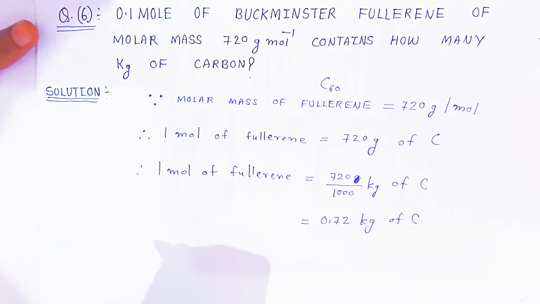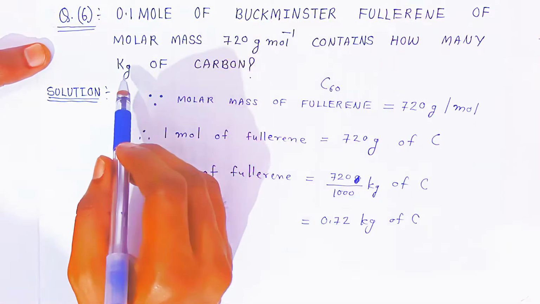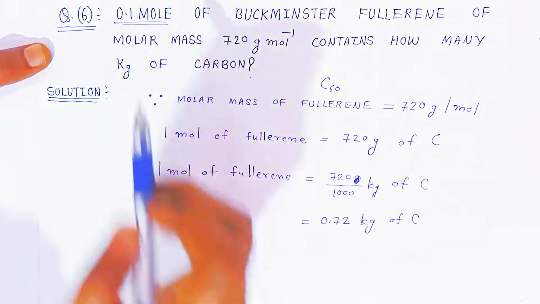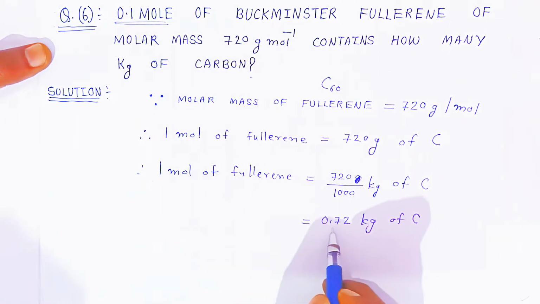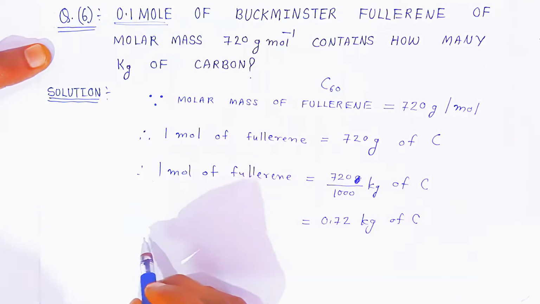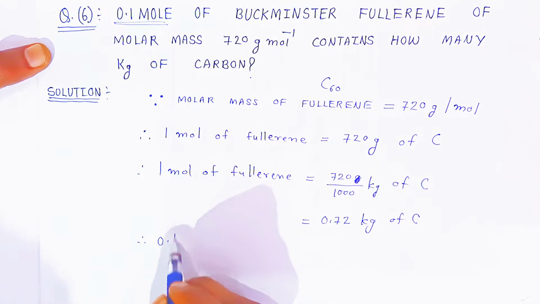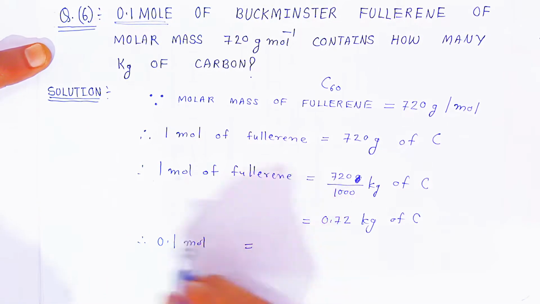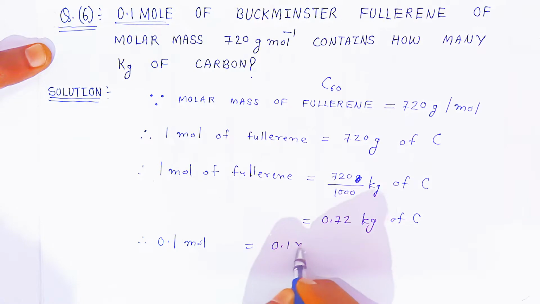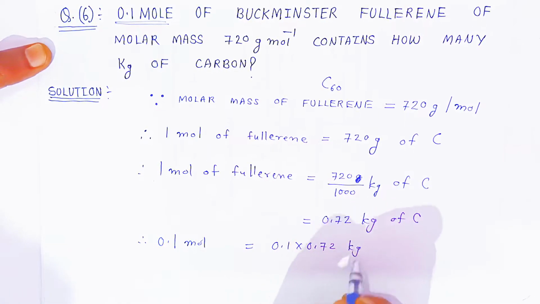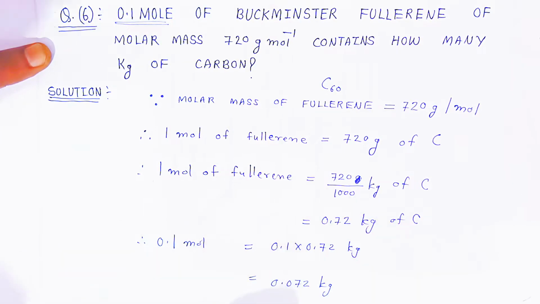Now, because they are asking how many kilogram of carbon in 0.1 mole, this is for 1 mole: fullerene corresponds to 0.72 kilogram of carbon. Then what about 0.1 mole, it corresponds to how much? So you have to multiply 0.1 mole multiplied by 0.72 kilogram, that is equal to 0.072 kilogram. Understanding, students? So this is the answer.